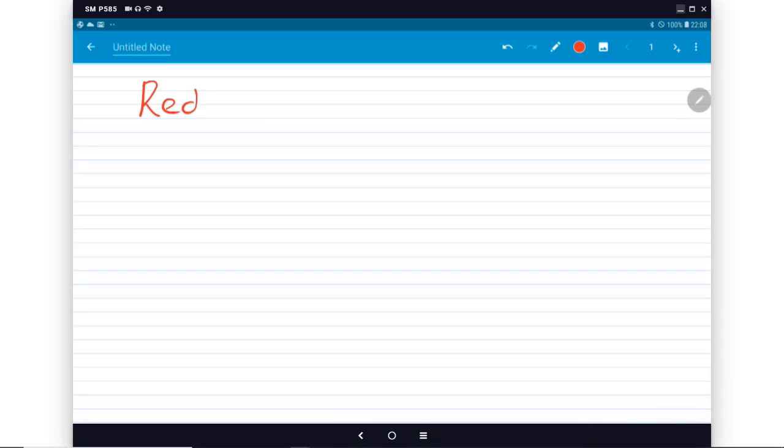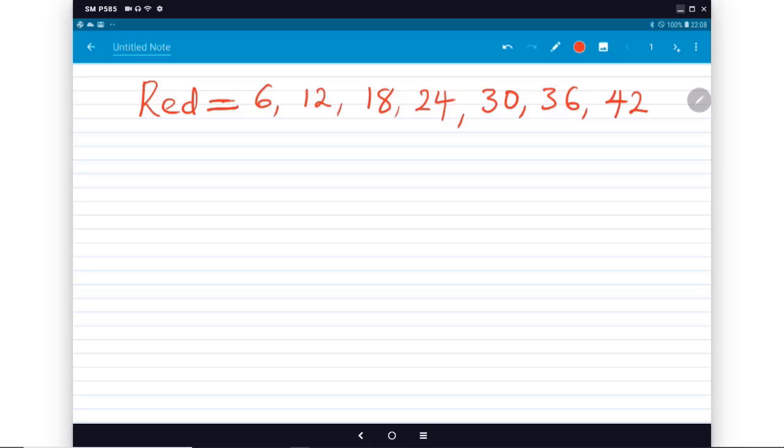Now the red light flashes every 6 seconds. So that means if the red light flashes now, then in the next 6 seconds it will flash again. Then in the next 12 seconds from now it will flash. That's every 6 seconds. That means 18 seconds from now it will flash again, 24 seconds from now, 30 seconds from now, 36 seconds from now, 42 seconds from now it will flash, and so on like that.